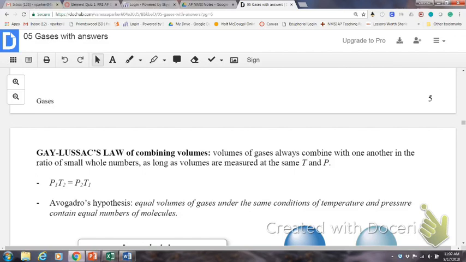So if you go back and look at this law, Gay-Lussac's, it works the same way as volume and temperature did. We're just now putting pressure in there. Again, Gay-Lussac's law holds true as long as the volume is being held constant.